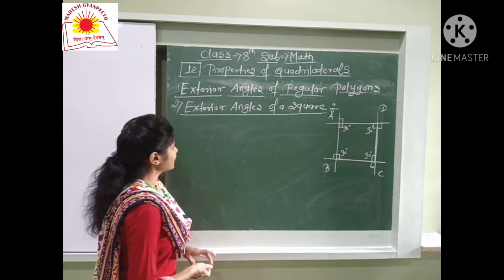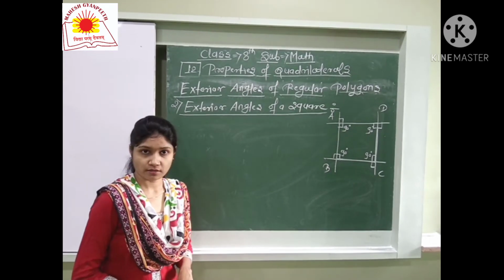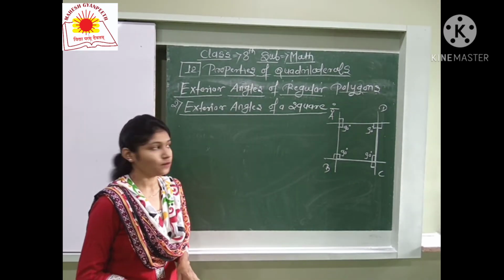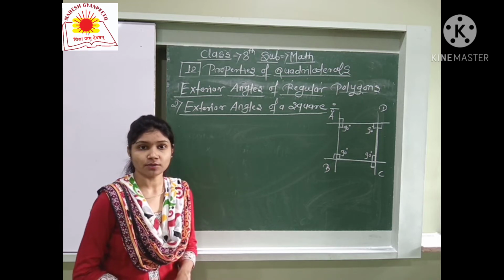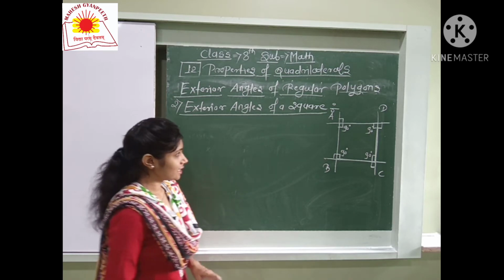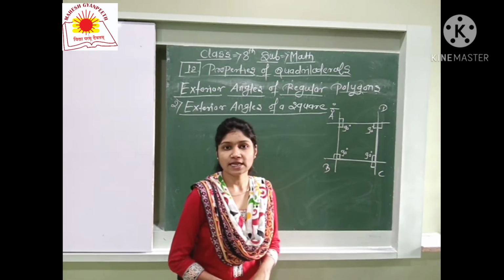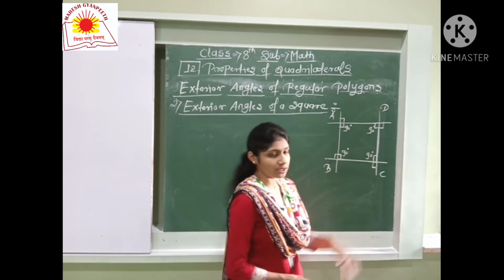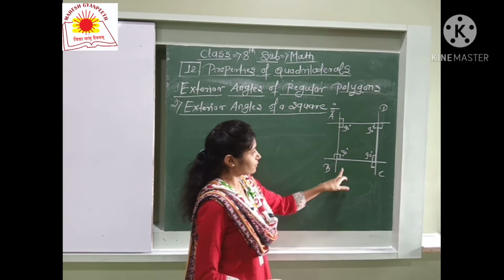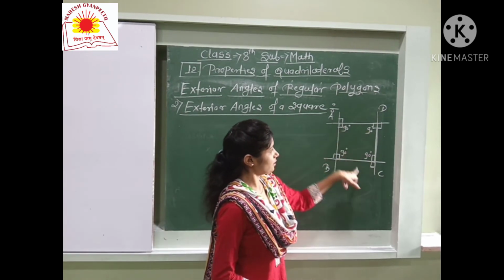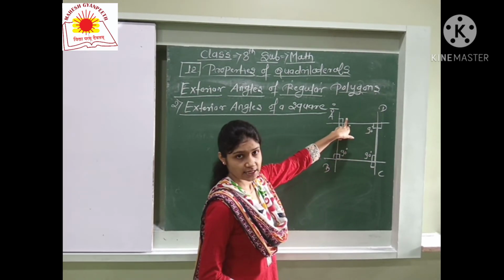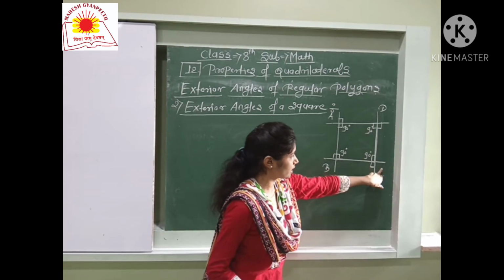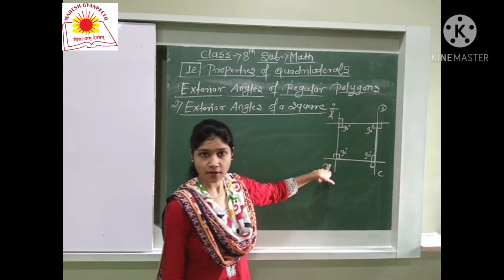Now students, the exterior angle of a square. How to find the exterior angle of a square? What is the sum of the exterior angles of a square? See here, all of you know that a square is a four-sided closed figure, and each angle is 90 degrees. Everyone knows that. Okay. And in this figure, this outside angle is the exterior angle. This one is also an exterior angle. This is the exterior angle at B.